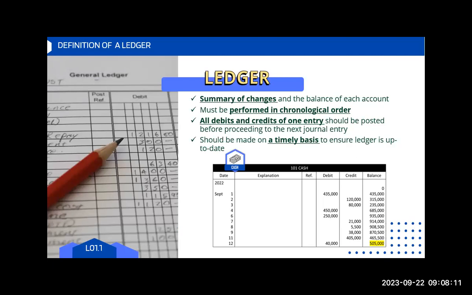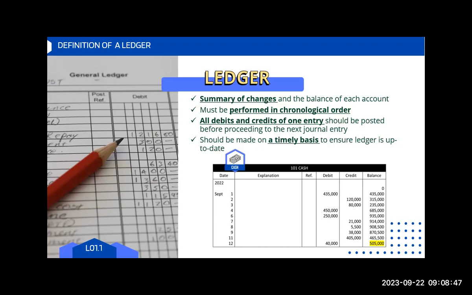A ledger basically is your summary of changes, and then it's also performed in chronological order, and that all debits and credits of one entry should be posted and should be made on a timely basis. So naka-underline lang naman yung key characteristics. If looking at or hearing these descriptions, you suddenly think, isn't that the same as a T account? Well, that's right. So like what I've mentioned, a ledger is just a formal version of a T account because technically it's a summary of changes. It's chronological order, and then it's all about one account.